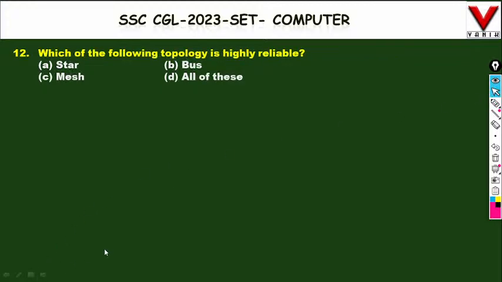Which of the following topologies is more reliable than most of the popular topologies: star, bus, mesh, and all of these? All of these are not reliable topologies. A star is a topology where all the nodes are connected with a central node called the host. The demerit is that when the central node fails, the network will die. It's not a reliable topology.